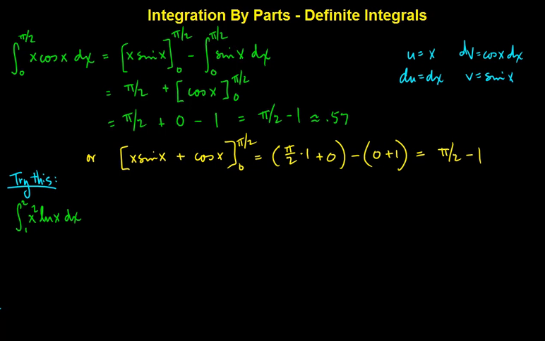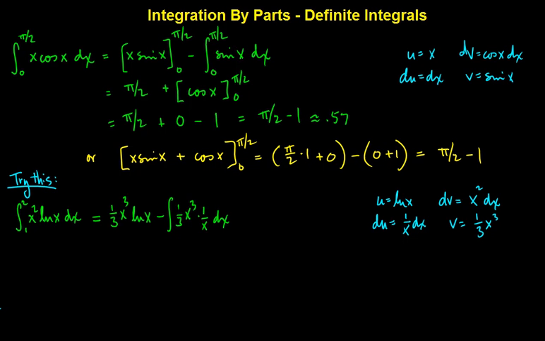Okay then, for this problem we have x squared and ln of x. According to LIPET, logarithmic comes before polynomial. So u is equal to ln of x and dv is equal to x squared dx. We'll find the differential and the integral. Du is 1 over x dx, and v is equal to 1/3 x cubed. We put it together, so we get uv, which is 1/3 x cubed ln x, minus the integral of v du, and that is the integral of 1/3 x cubed times 1 over x dx.